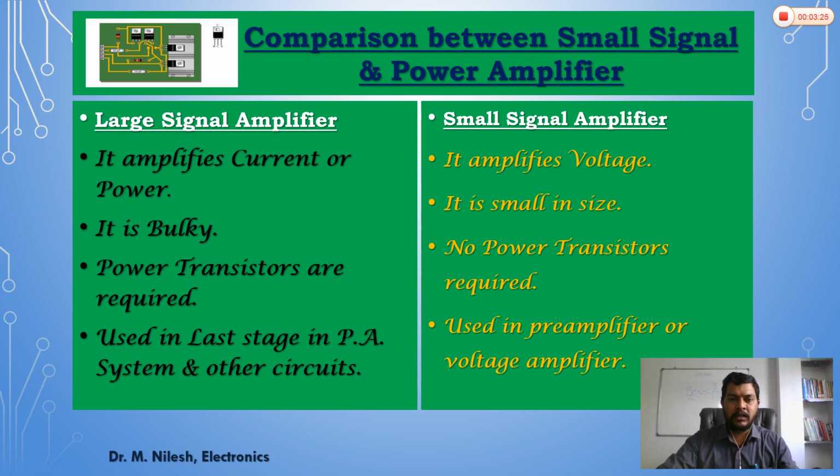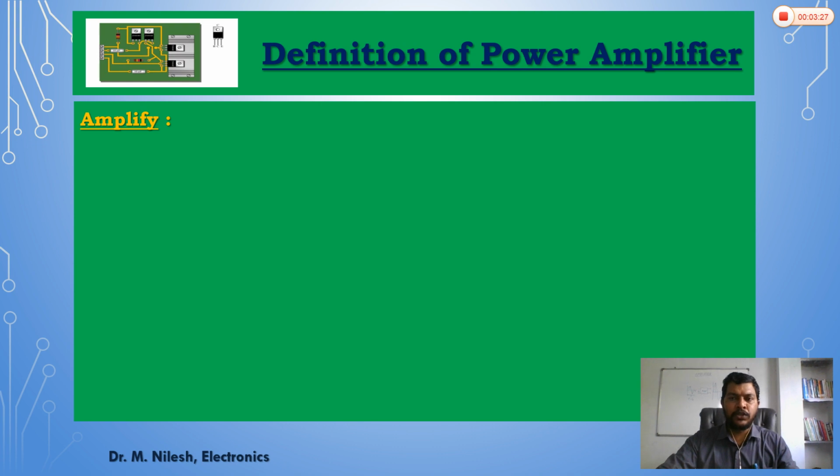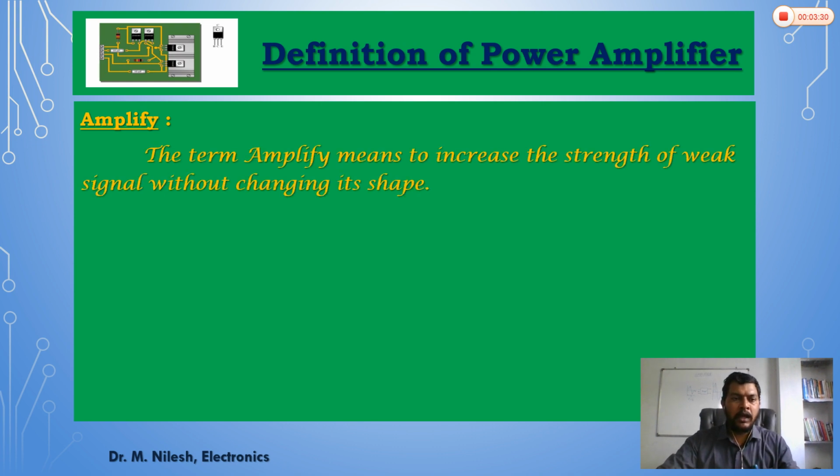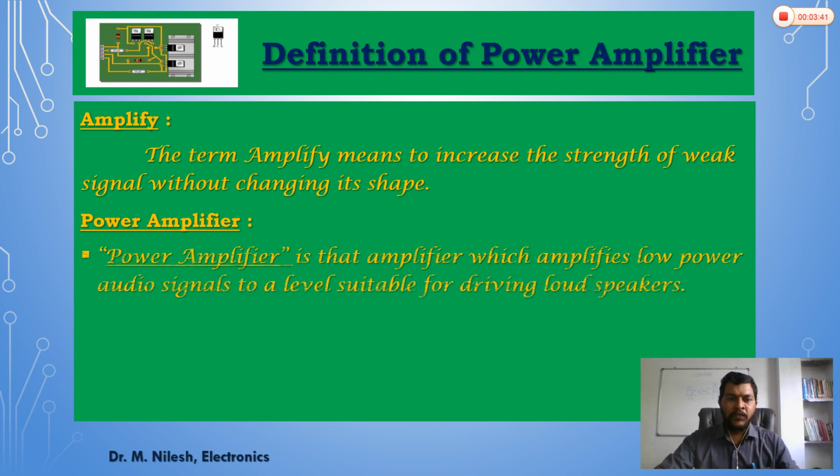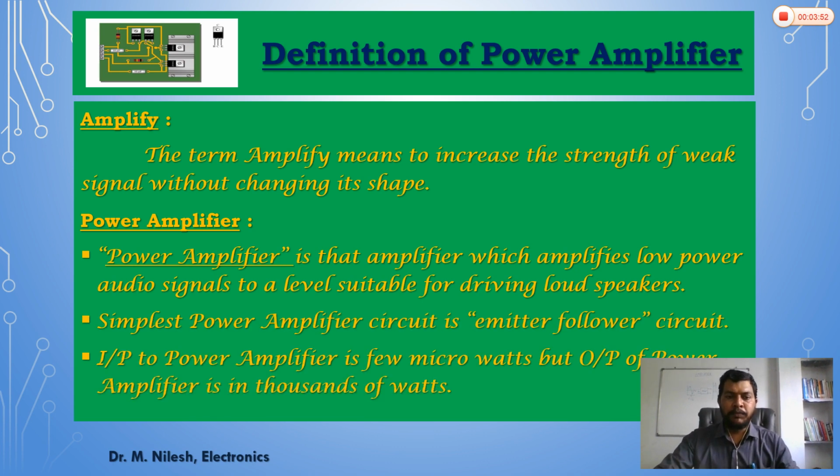systems or other circuits. Now, a simple definition of power amplifiers. As we have studied, the term amplify means to increase the strength of a weak signal without changing its shape, that is the frequency. And what are power amplifiers? A power amplifier is that amplifier which amplifies low power audio signals to a level suitable for driving loudspeakers. The simplest power amplifier circuit is our emitter follower circuit. Input to a power amplifier is a few microwatts, but the output of a power amplifier is in thousands of watts.